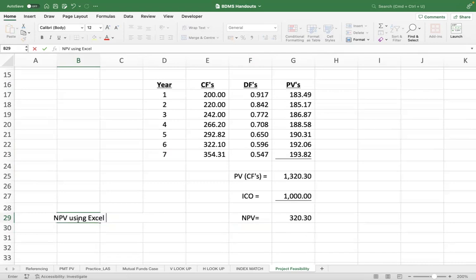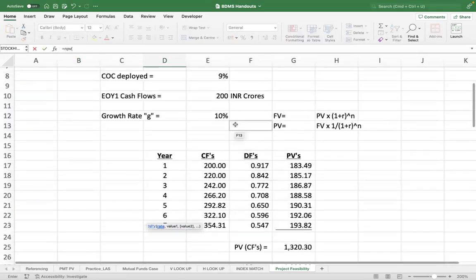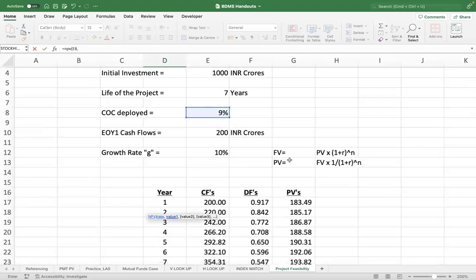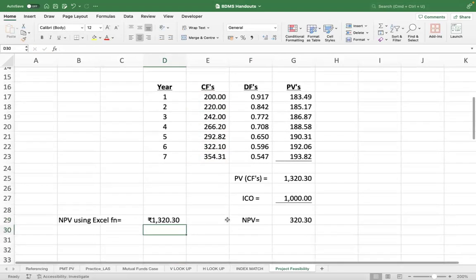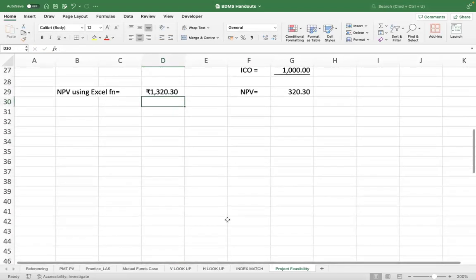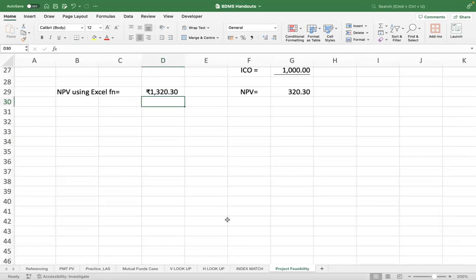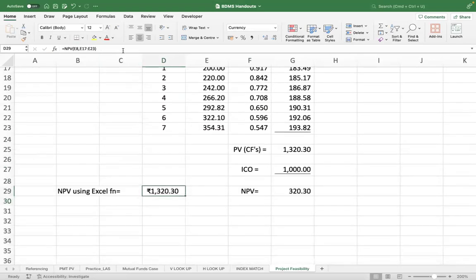You can also obtain the NPV by using the Excel function. So I'm going to write here is equal to NPV. Bracket open, it asks me for the rate. Rate is 9%. It asks me for the cash flows. Here are my cash flows. Bracket close, enter. What do you get? The same value, 1320.3. From this, if we reduce our initial investment, I'm going to get the same value of NPV.